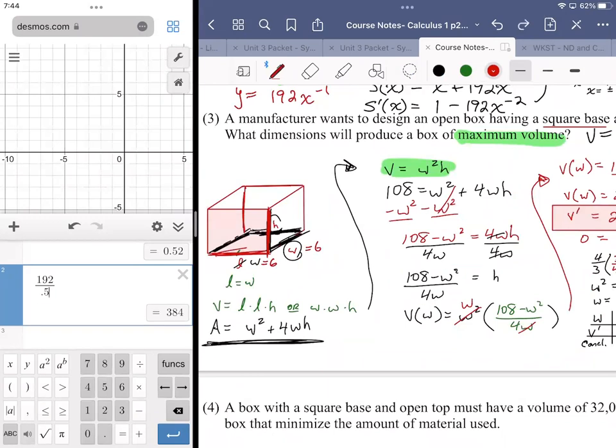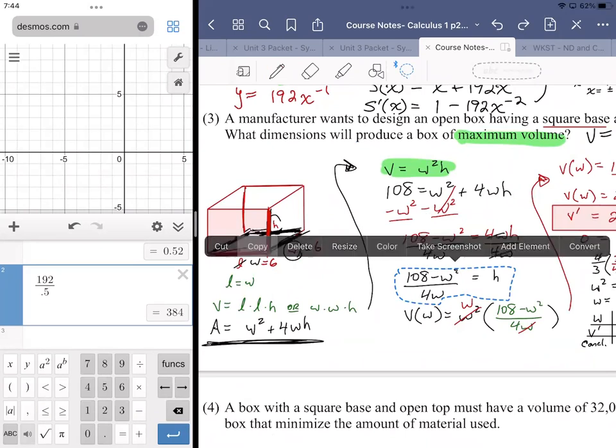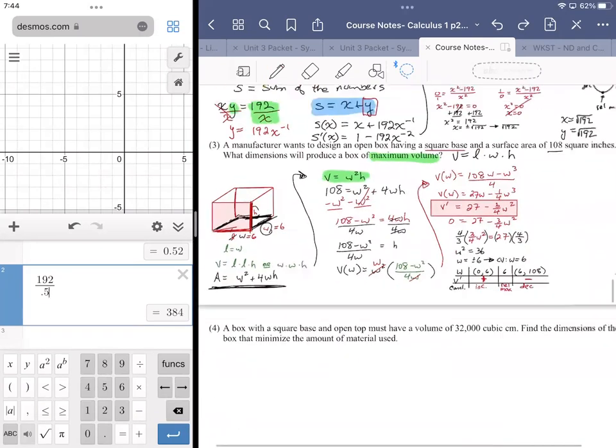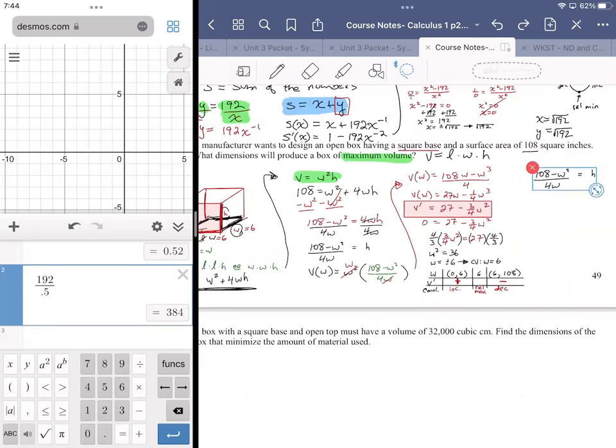So let me just snag this here. You can tell I accidentally used the marker instead of the lasso, possibly. So I'd find h of 6, which is 108 minus 6 squared over 4 times 6. So 108 minus 36 over 24. So 72 over 24, which is going to give you a 3.